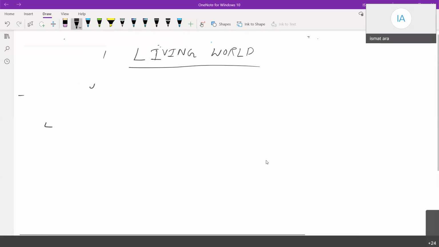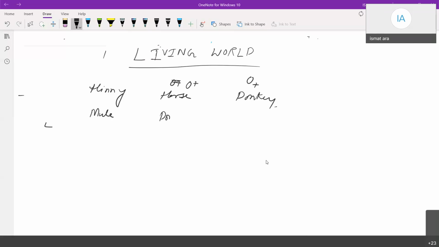Now see some examples. Hinny is the product of a male horse and a female donkey. That is why the H word comes before. Then mule is the product of a male donkey and a female horse. You should know which is male and which is female. And they are natural hybrids, students. Naturally they are produced, but they are sterile.